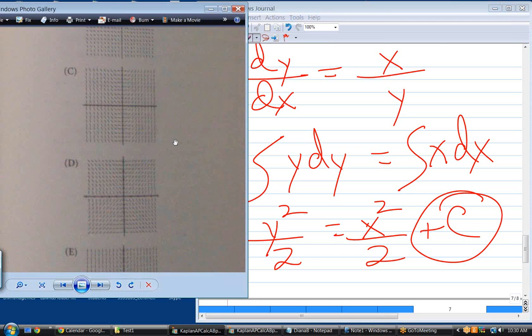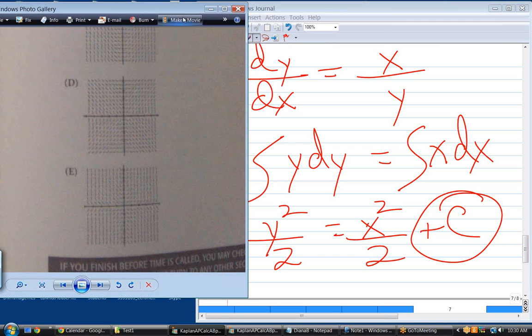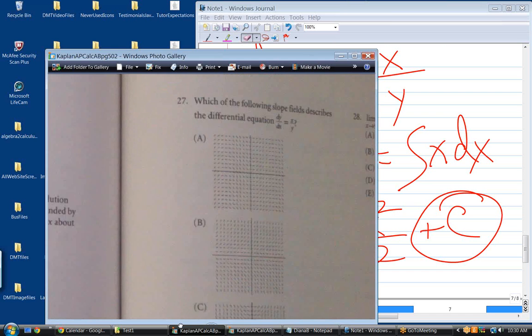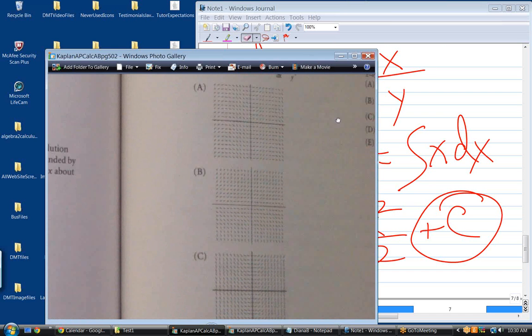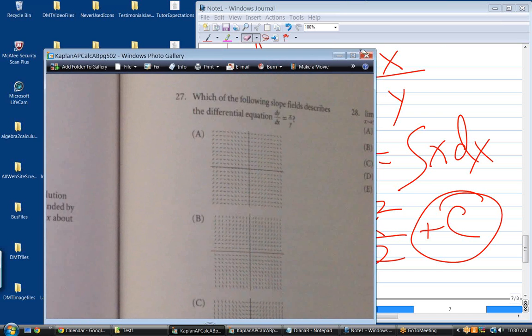All right, let's go beyond slope fields. I think I need to go to the next page.